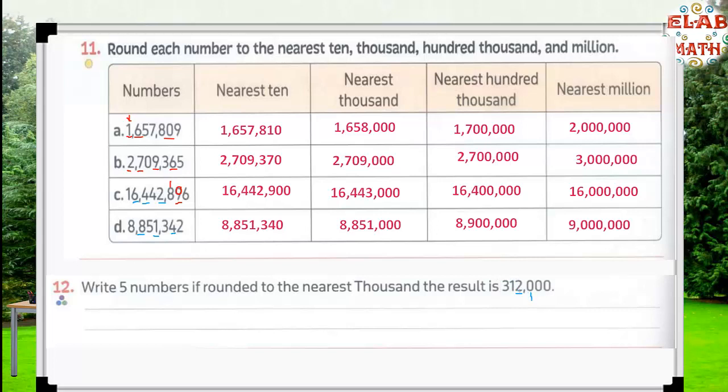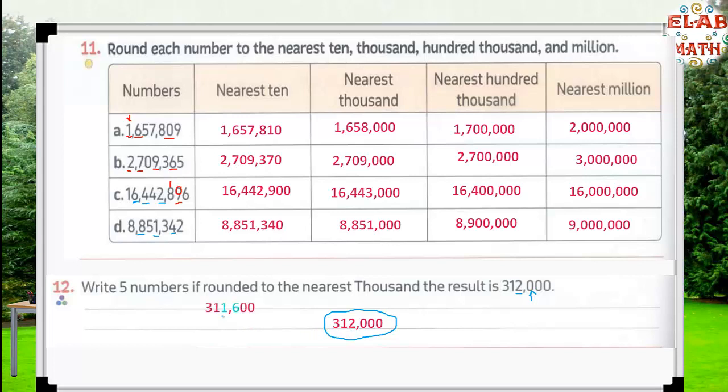If you have 2 in your number, you should put here any digit less than 5. If you have any digit in the hundreds place less than 5, you should not change it. Like this. We want to write numbers before rounding, and after you round the number, you have 312.